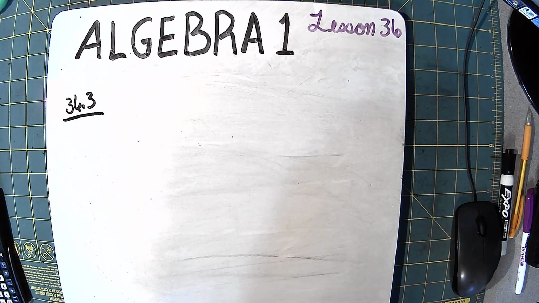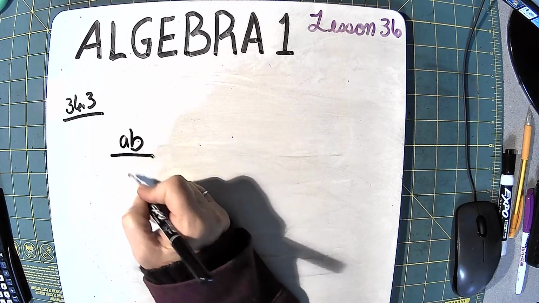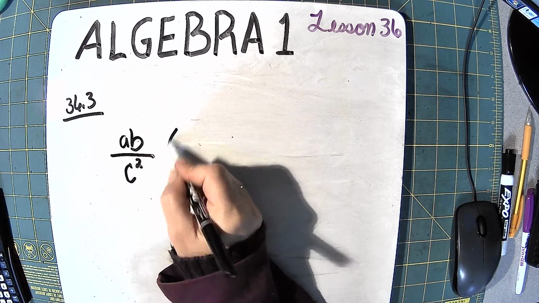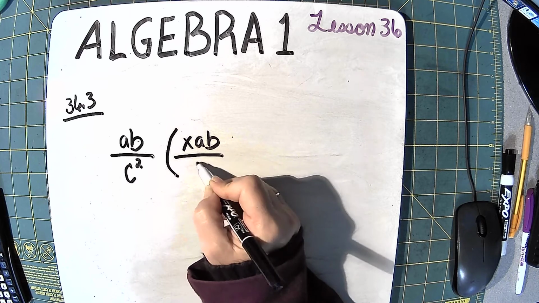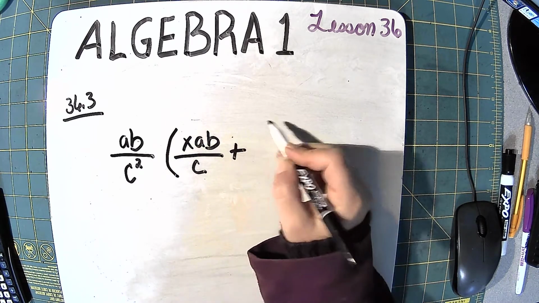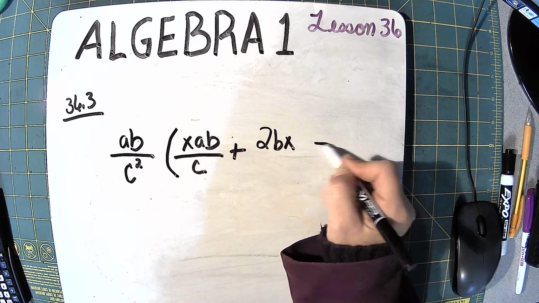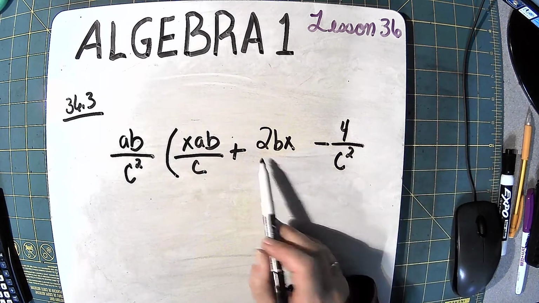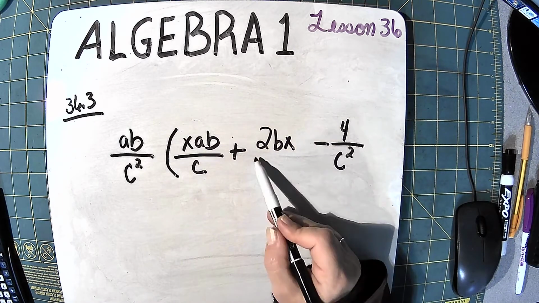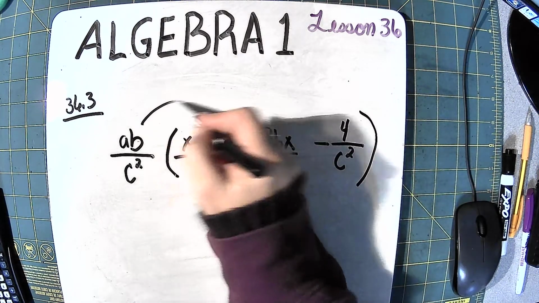Alright, let's do another one. A b over c squared times x a b over c plus 2bx minus 4 over c squared. Okay, so this middle one is just a whole number. It doesn't have a fraction, so we're going to put it over 1. Okay, so first we're going to rainbow right here.